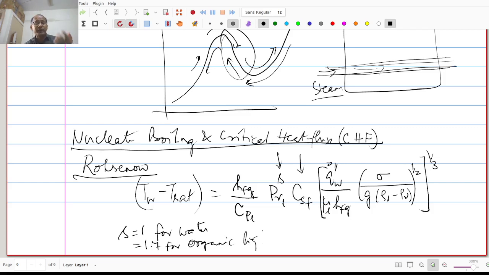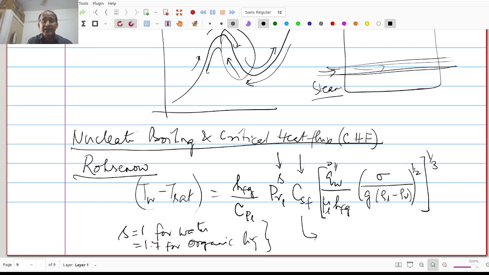So most of the experiments were either performed using water or organic liquids like alcohols, such as ethanol and methanol, and various other organic substances such as refrigerants, carbon tetrachloride, chloroform, R12, R22, various kinds of organic liquids. They were the ones that were used for most of the experiments. So what Rosenau found is the exponent of the Prandtl number was 1 for water and 1.7 for organic liquids for the experimental data to fit into this curve.